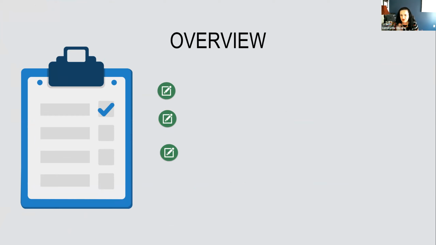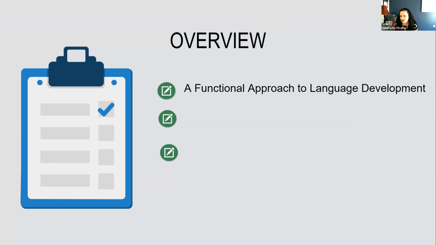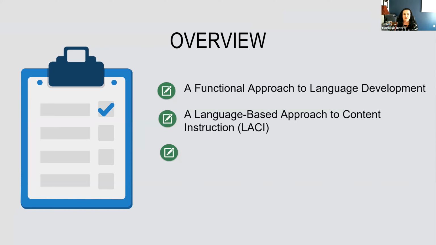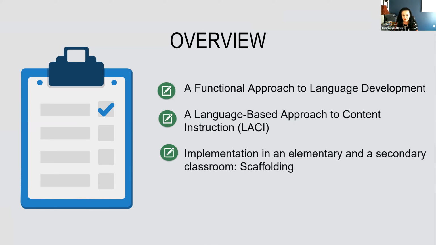I'm hopeful that we're going to have some time for questions at the end, and also some time in breakout rooms. So we'll see if that will work out or not. Just a quick overview. I'm going to start by talking about a functional approach to language development. Then I'm going to go into LACI, what I call LACI. And I will provide some examples of implementation of LACI and a functional approach in an elementary and a secondary classroom with a focus on scaffolding.